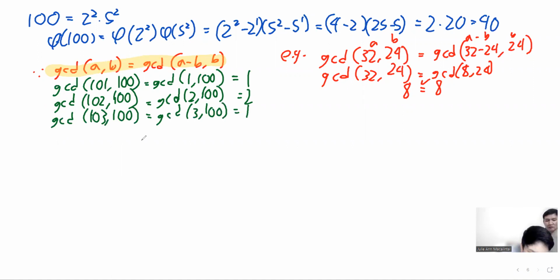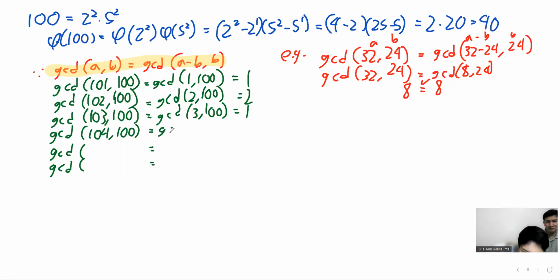Can you do it up to 106, just to prove that this formula really works? So GCD of 104 and 100.